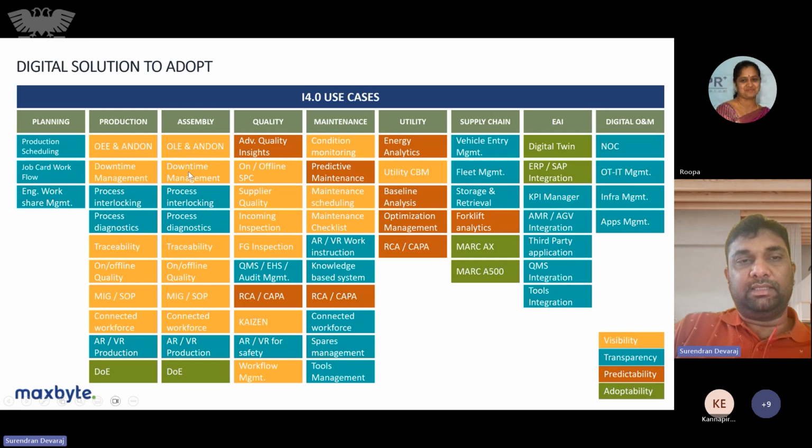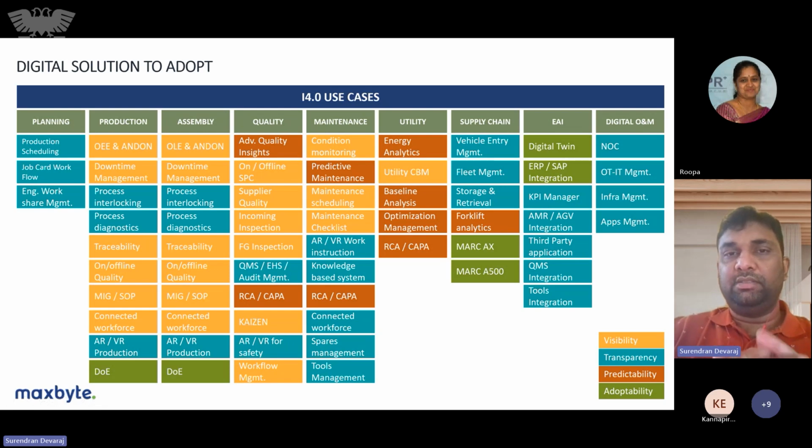And assembly again, OLE is overall line effectiveness. Then quality: advanced quality, supplier quality, incoming inspection, finished goods inspection, QMS audit, RCA, CAPAs. So how these can all be digitized more. And maintenance is one of the key areas: how predictive or preventive maintenance can be brought in, and how scheduling and the day-to-day checklists, the preventive checklists, can be digitized.